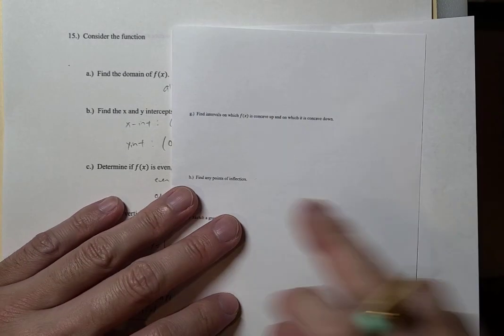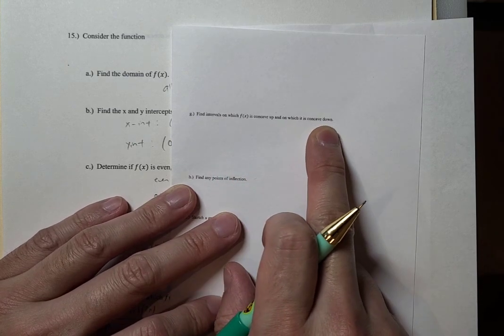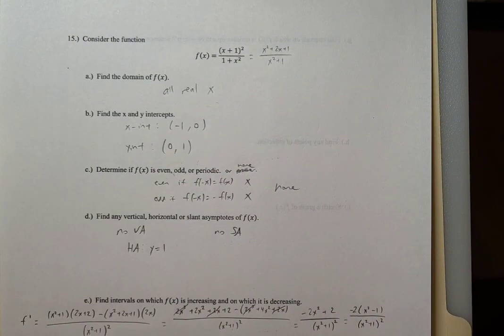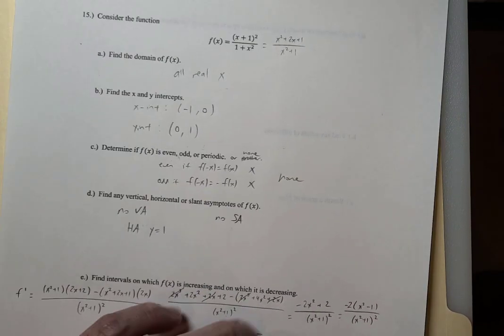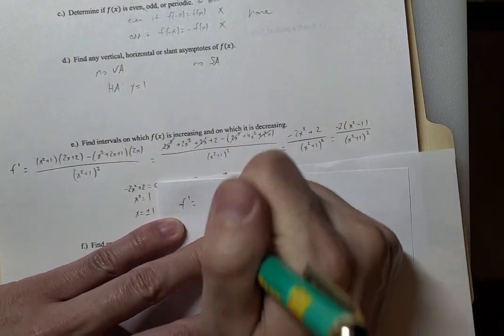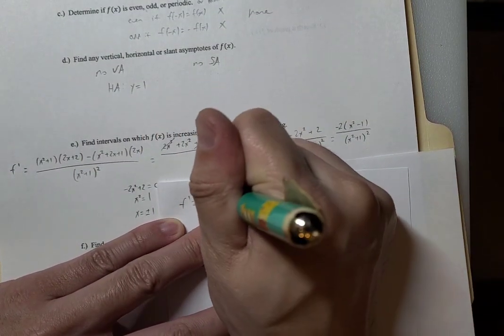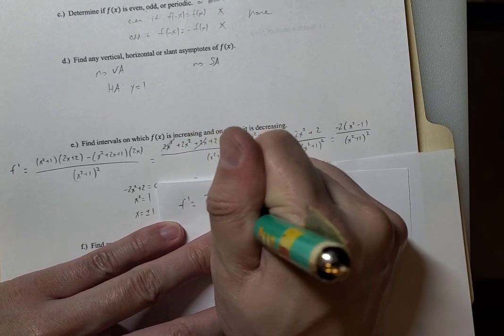So next is find intervals on which f is concave up and on which it's concave down. So we need to do the second derivative, okay? So let me, how should I do this? Well, let me write it here. We got this to be f prime, right? So let me write it once more. F prime is minus 2 times x squared minus 1 over x squared plus 1 squared.